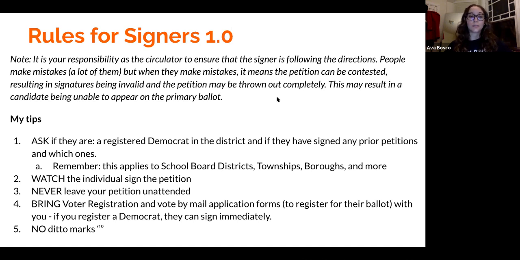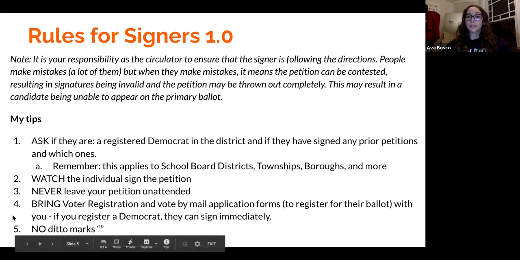Something else you'll want to do is bring voter registration and vote by mail applications with you. If someone is not registered to vote, you can register them and then they can sign a petition. Likewise, it's great to hit two birds with one stone. You bring the vote by mail application with you. That'll encourage them to apply for a mail-in ballot. This is also really important because primaries are elections that people don't frequently turn out for. If you encourage them to apply for that mail-in ballot, they're more likely to vote.